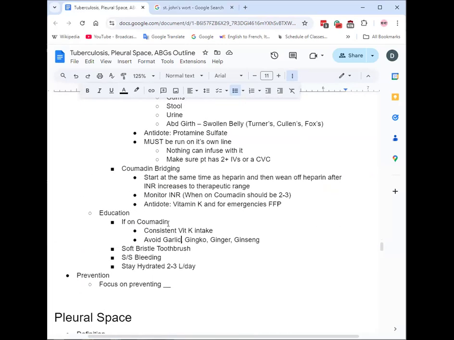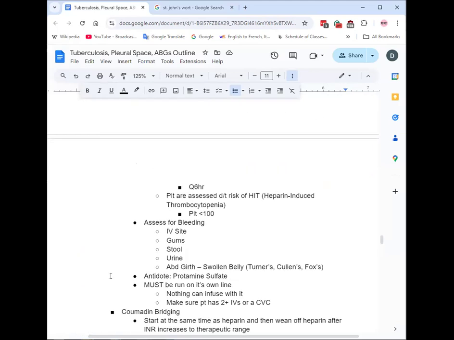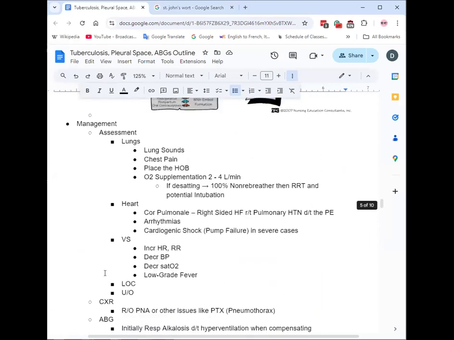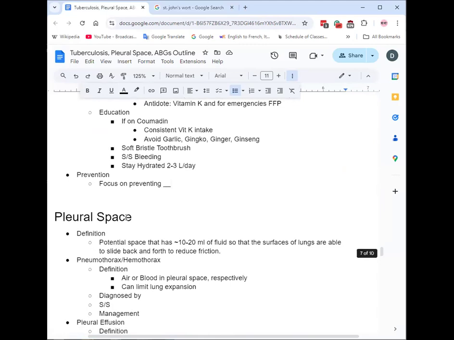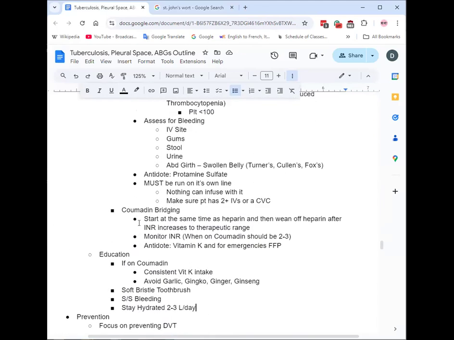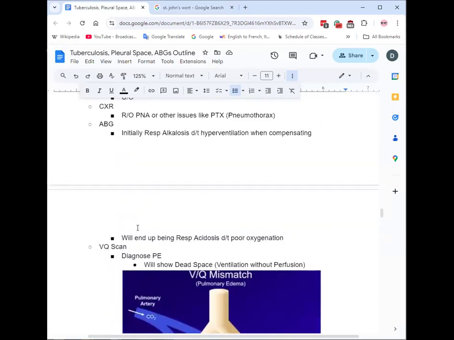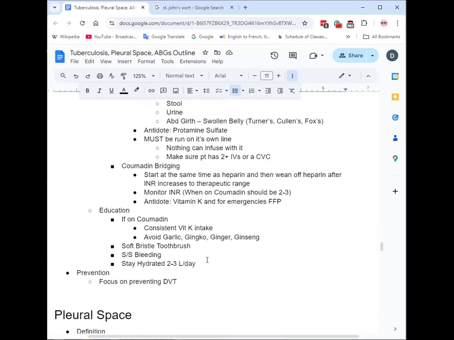But yeah, that's pretty much the main thing. Prevention is focused on preventing, probably. I think it's just general stuff. This is for PE. I forgot we were on PE at this point. Basically, you're focusing on preventing DVT. A lot of DVT stuff. And you have a lot of different things you can do when it comes to, I guess, general PE. At some point, I got lost in the sauce.